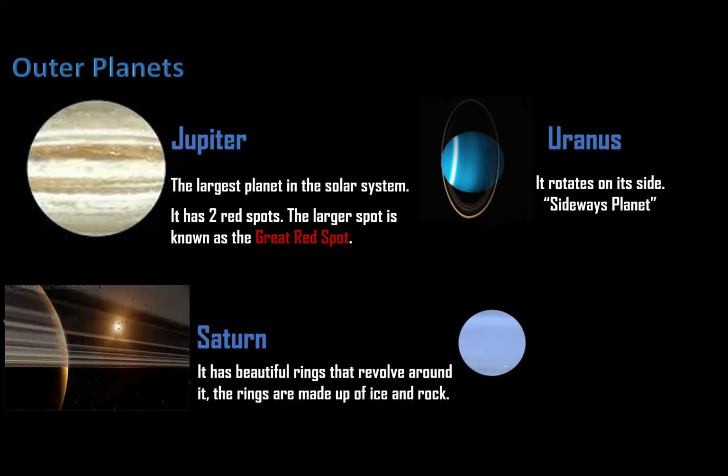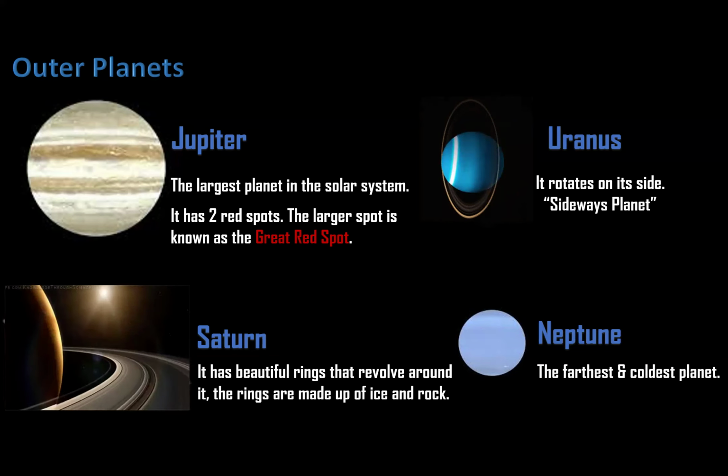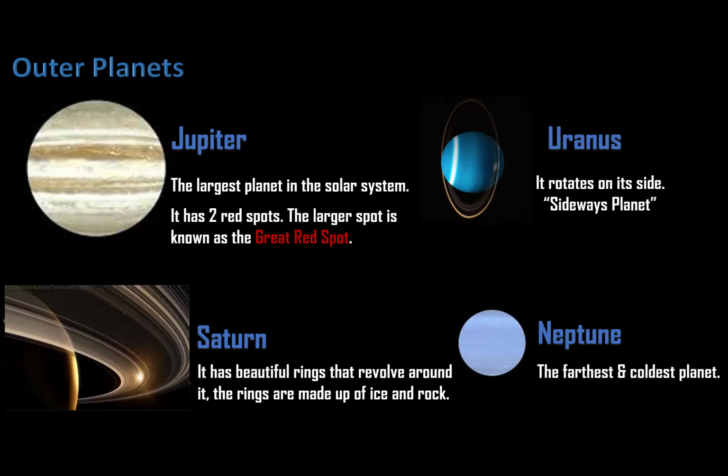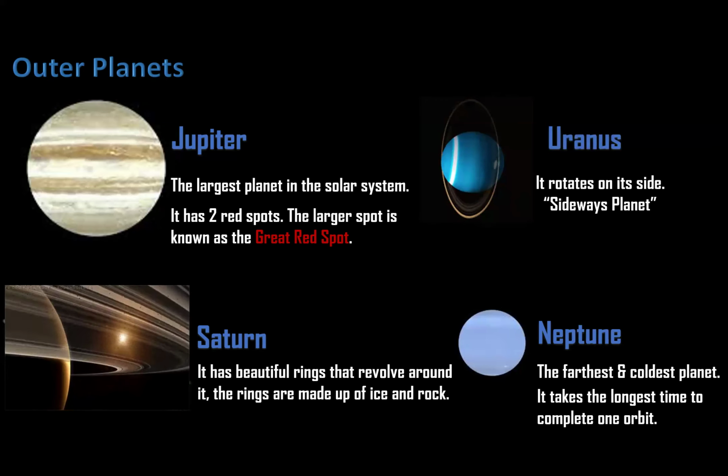The last planet is Neptune. It is the farthest from the sun and the coldest planet. It takes the longest time to complete one orbit.